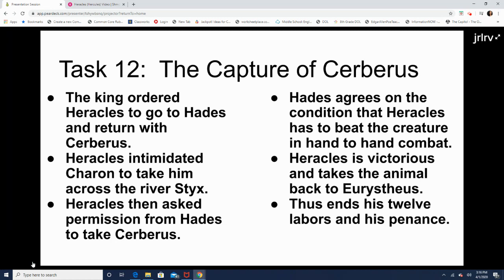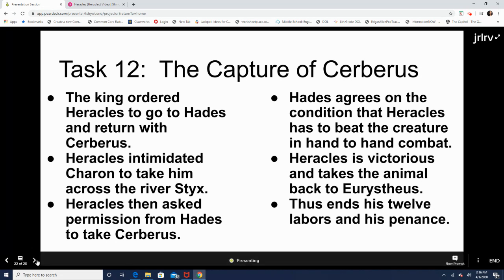Heracles then asked permission from Hades to take Cerberus. Hades agrees on the condition that Heracles has to beat the creature in hand-to-hand combat. Heracles is victorious and takes the animal back to Eurystheus. Thus ends his 12 labors and his penance.